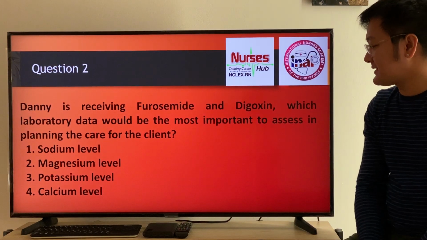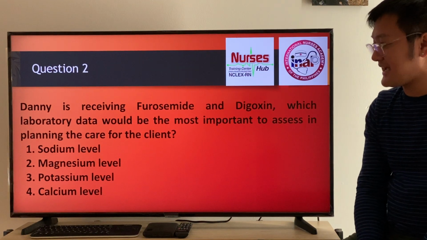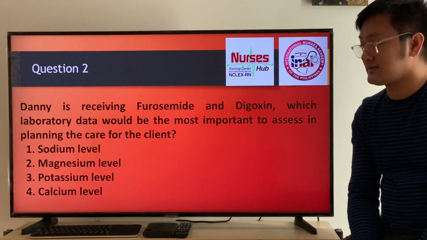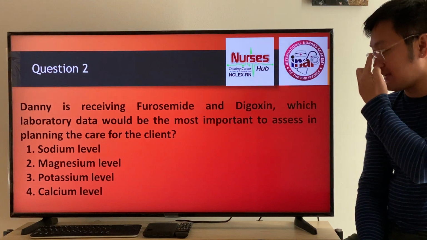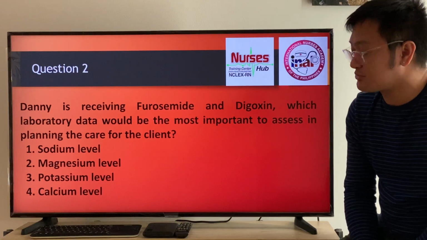Danny is receiving furosemide and digoxin. Which laboratory data would be the most important to assess in planning the care for the client? First is your sodium level, 2 is magnesium level, 3 is your potassium level, and 4 is your calcium level.